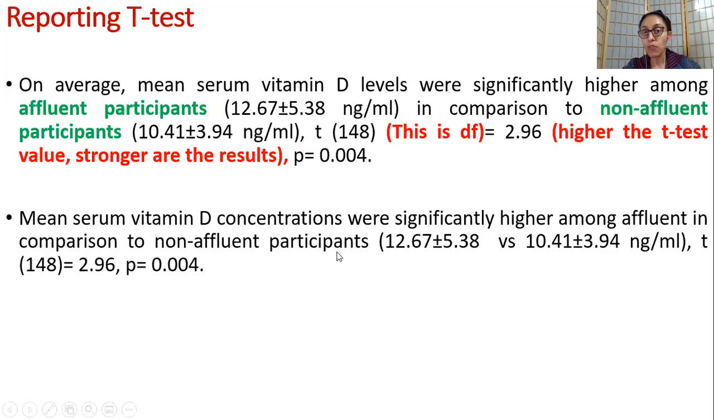In comparison to non-affluent participants, I have both of them written in the same statement. I do have my t value again, and I have my p value as well. All right. So guys, this is how generally you write results for a t-test. I hope this has been helpful.